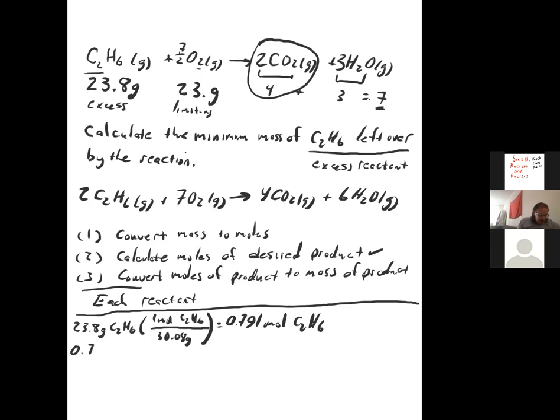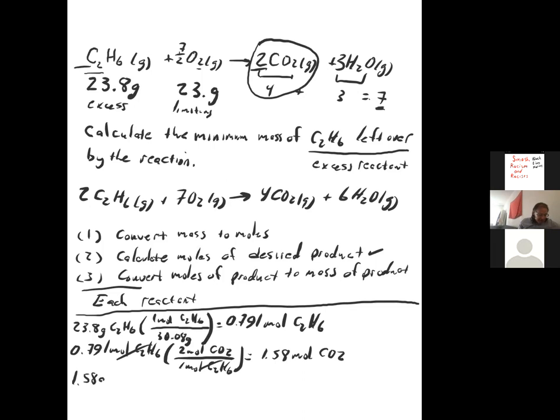So 0.791 moles of ethane times 2 divided by 1. 2 moles of CO2 per 1 mole C2H6. So that's going to give you twice as much, so times 2. 1.58 moles. Now it's carbon dioxide, right? That's section 3.6. Then convert it to grams.